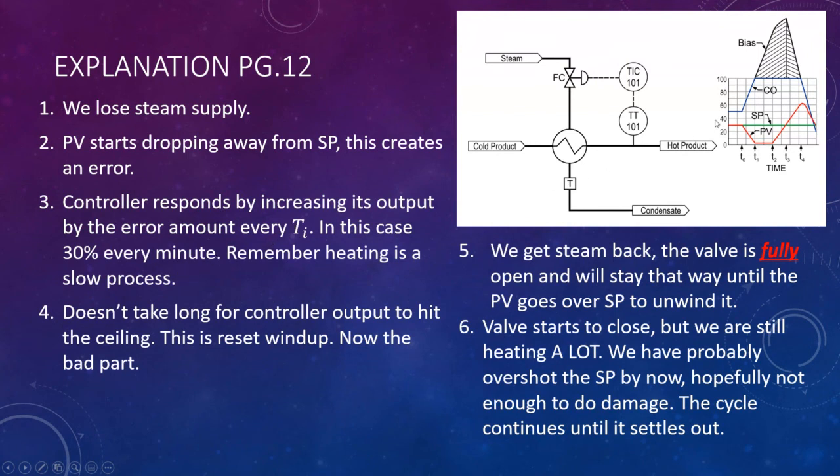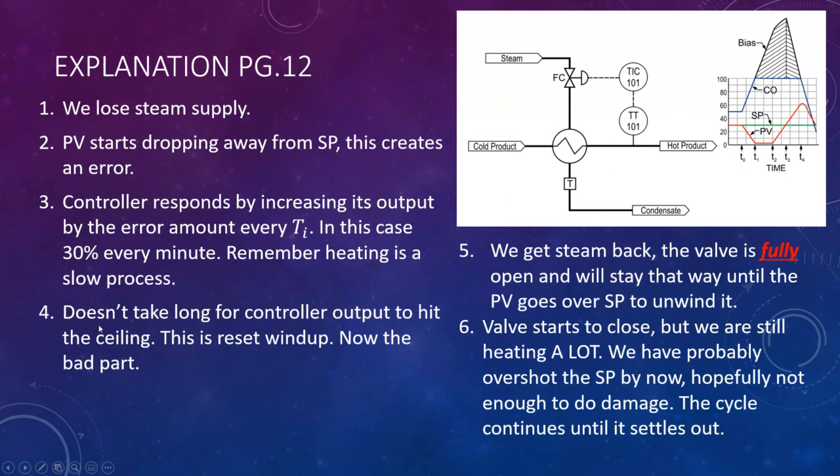Remember that heating is a pretty slow process. So it doesn't take long for the controller output at 30% a minute to reach 100%. We've lost our temperature. Our temperature is still going down. We can't see it, but it's still going down. Our controller wants to open up more, but it can't, obviously, because it's at 100%, but the computer thinks that it has to keep opening in order to try to catch up to this. So this value and this value are getting farther and farther apart.